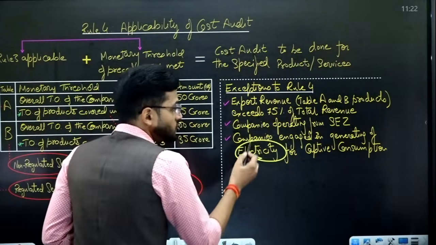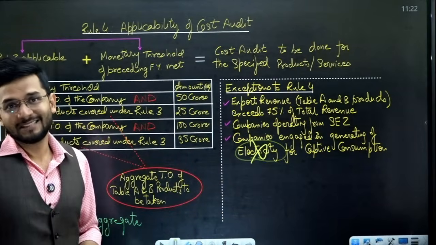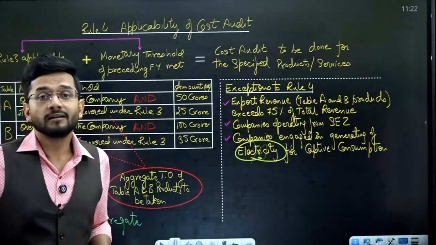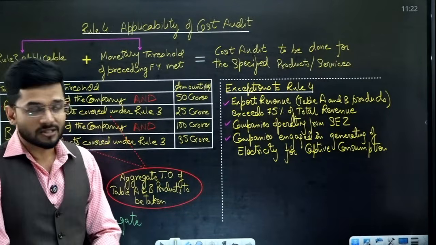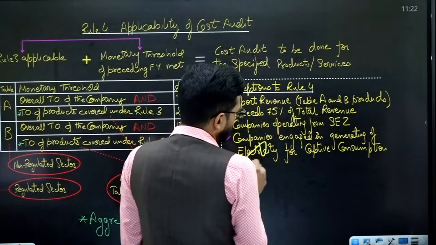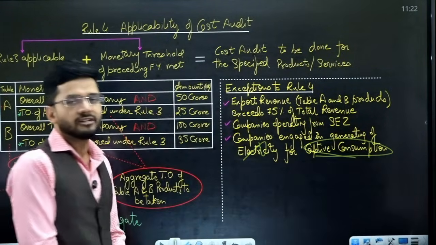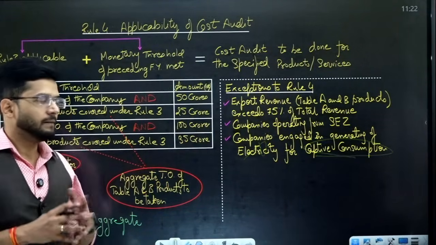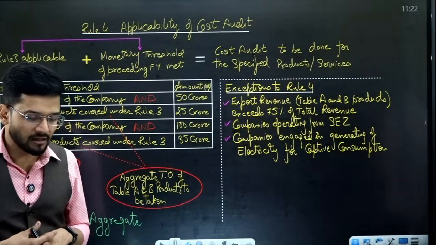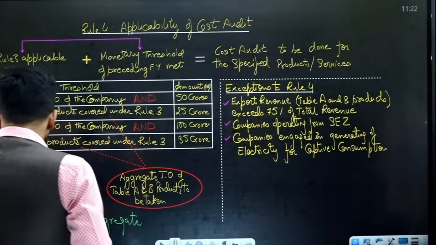For electricity, cost audit is not applicable, because electricity is included in the table A, regulated sector. So please remember this thing, that for electricity, the cost audit is not applicable if it is captively consumed. If it is consumed within your organization, within the business, then it is not required to get cost audit done. Otherwise, cost audit is required to be done.